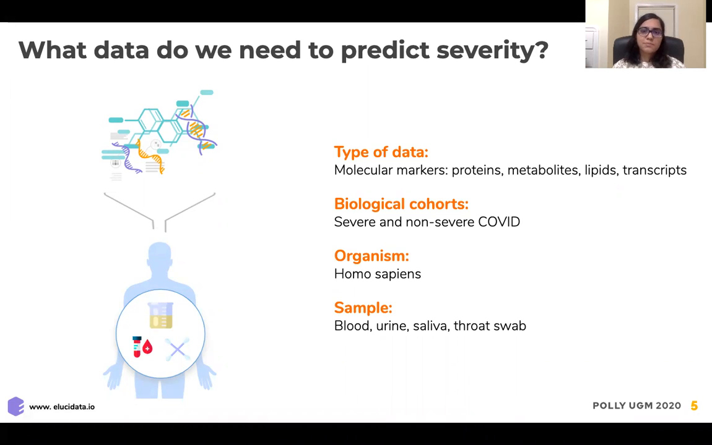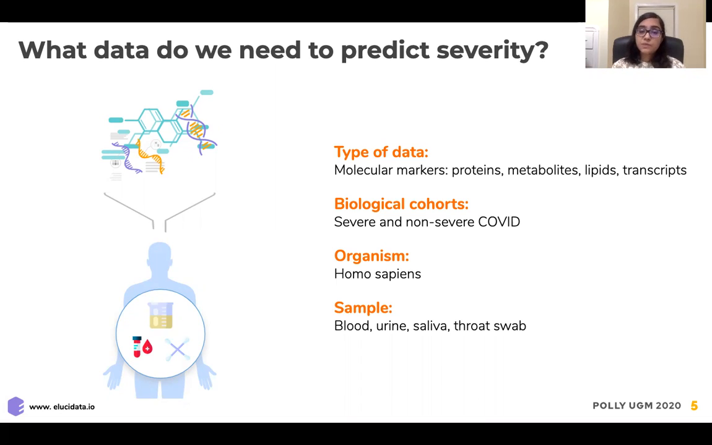Now, what do we actually need to predict severity? At the most basic level, we need data. Ideally, this would be molecular data such as proteins, metabolites, lipids, transcripts, or some clinical marker that can be measured in patients. We will need biological cohorts. We would need existing data from severe patients and non-severe COVID patients, as well as controls. We would need this data in humans.